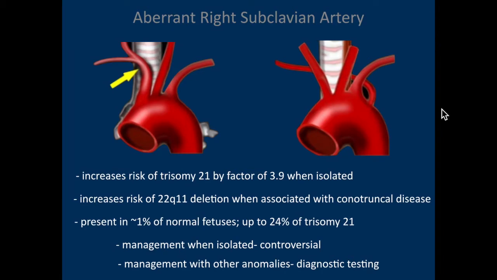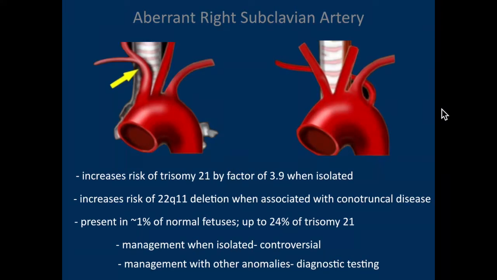Now, as an isolated finding, this has a likelihood ratio of approximately 3.9 for Down syndrome. When it's seen in conjunction with other conotruncal abnormalities, it markedly increases the risk of 22q deletion, but it is seen in approximately 1% of normal fetuses as well. That changes to roughly a quarter of fetuses with trisomy 21.